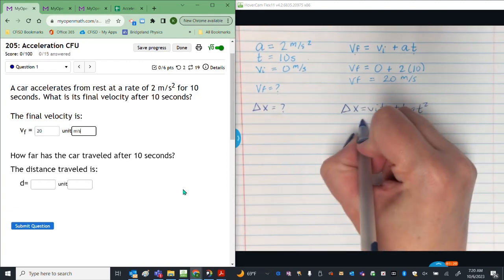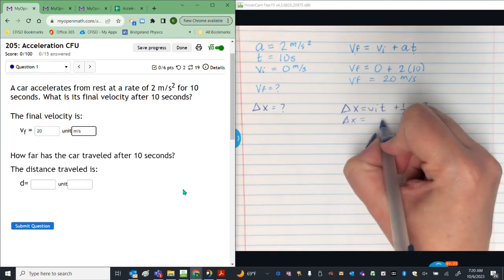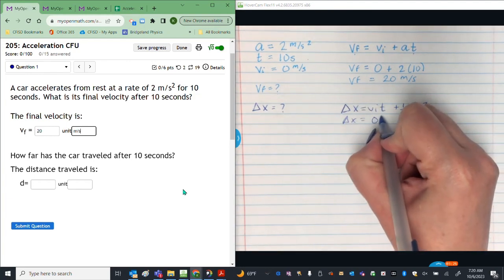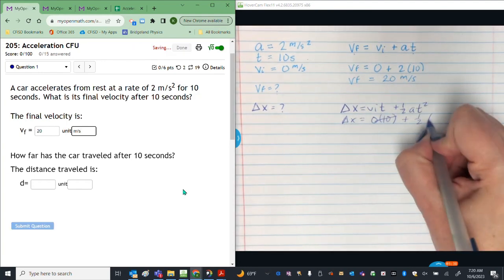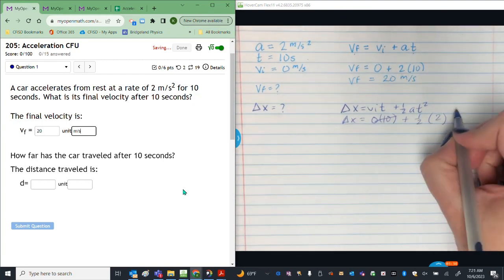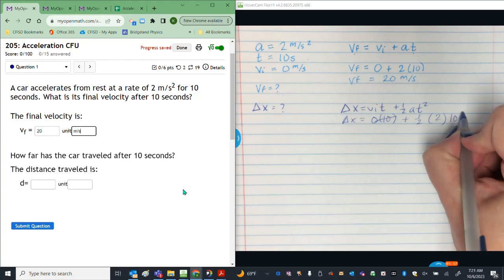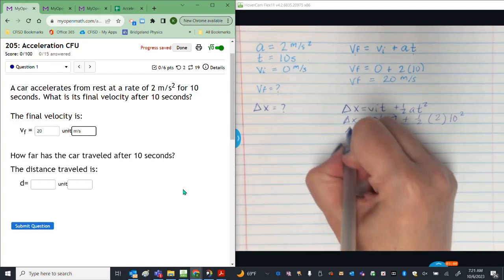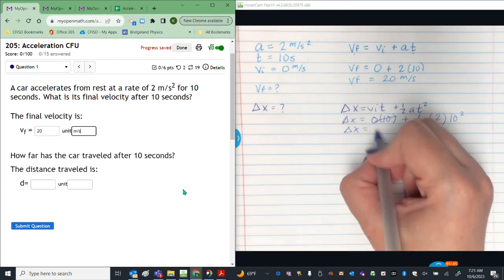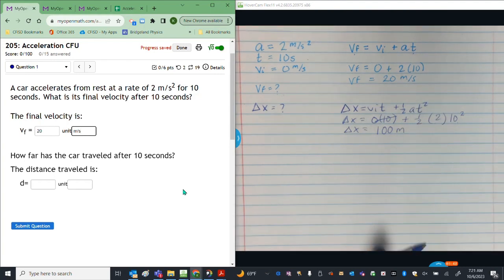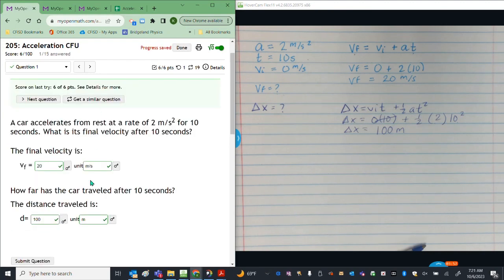So with this one, I'm going to say delta x equals, my initial velocity again is 0 times 10, but that's going to go away. 0 times anything is 0, plus 1/2, my acceleration is 2, and my time is 10, and I have to square that. And so I end up with delta x equals, half of 2 is 1, 10 squared is 100, so my delta x is 100 meters. So again, this is the process you guys went through yesterday. You submit it, it should say, yep, you're all good, you have all your points. Again, your numbers are different, but that's the same process.